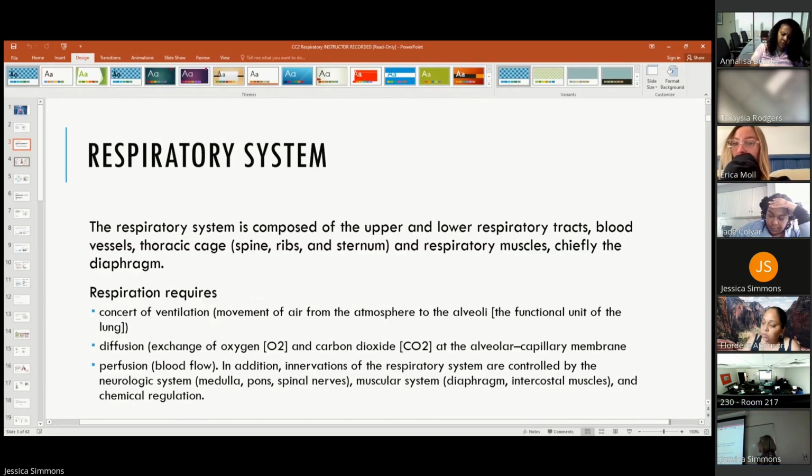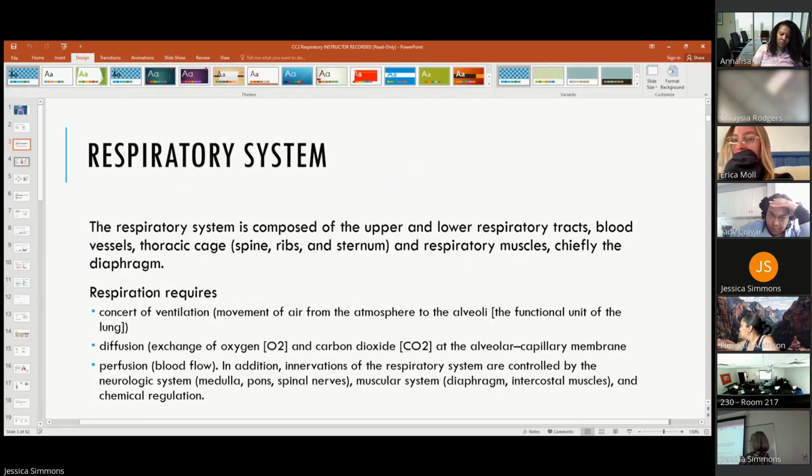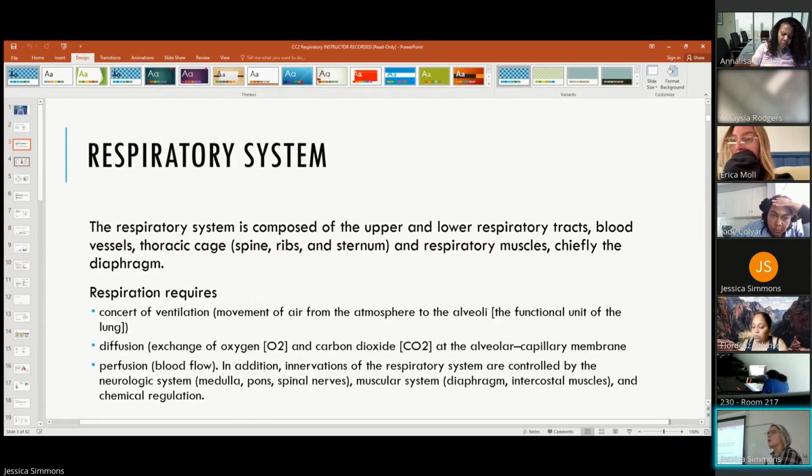In addition, innervations of the respiratory system are controlled by the neurological system and the muscular system. So the brain, the medulla, the pons, and the spinal nerves are responsible for respiration, but also the diaphragm and the intercostal muscles. What are intercostal muscles? What does intercostal mean? Inter means between the ribs. It is the muscles between the ribs, yes. And then chemical regulation, which is going to be your gases.